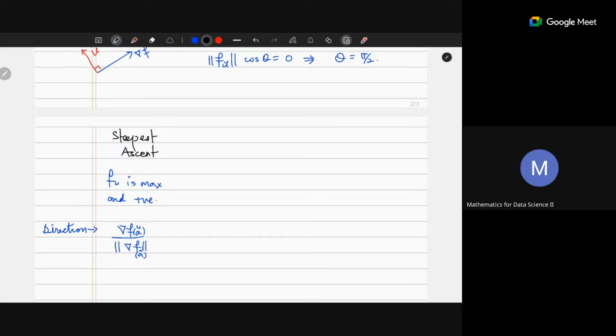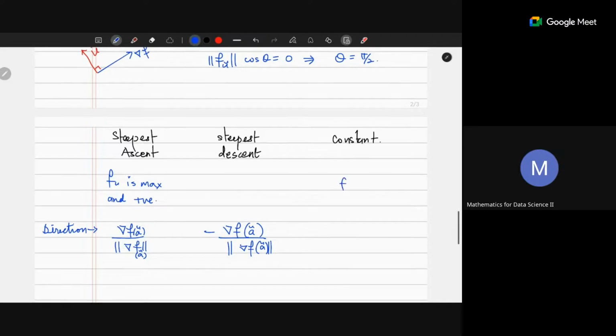All right. And for the steepest descent, we all know the direction is going to be a negative of this, because it's in the opposite direction of the gradient. All right. And the constant. So in this case, f_u is equal to 0 and the direction is perpendicular to the gradient.